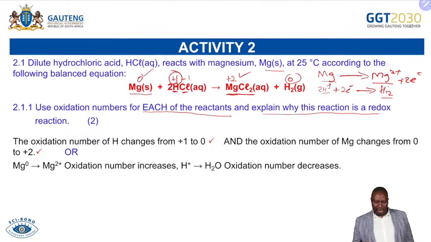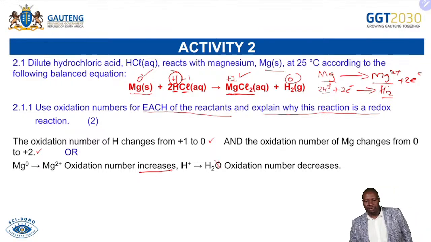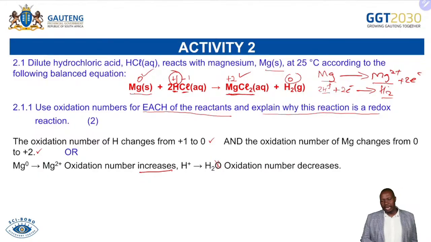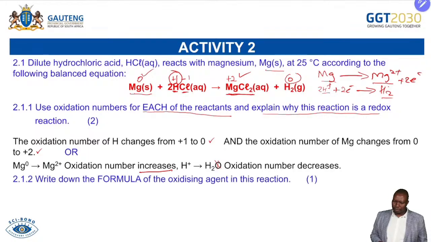You can even show them as I've shown them on that side, and you are showing that magnesium increases in oxidation number, which is called oxidation, and H+ decreases in oxidation number, which is now we have it formed H2, not H2O. It formed H2. So you are able to see that the oxidation number of H+ decreased to 0. The oxidation number of Mg increased from 0 to +2. And then this is a redox reaction indeed.